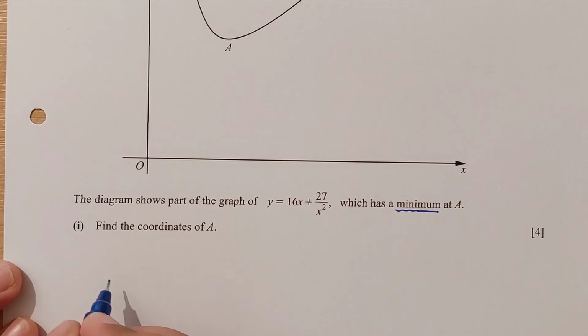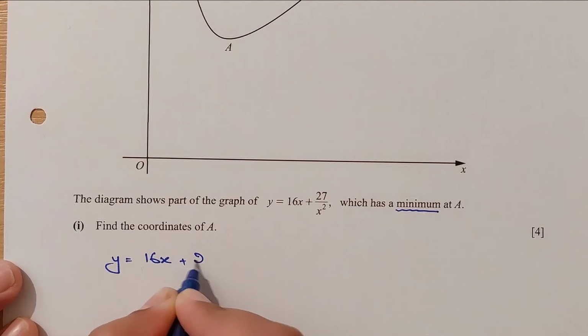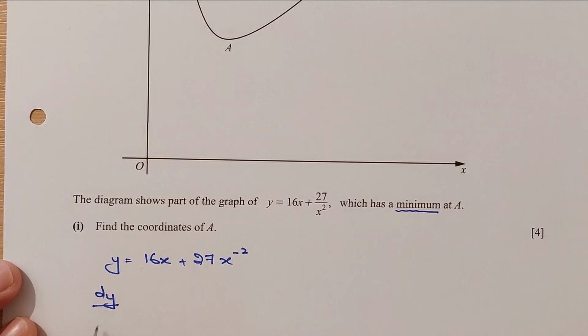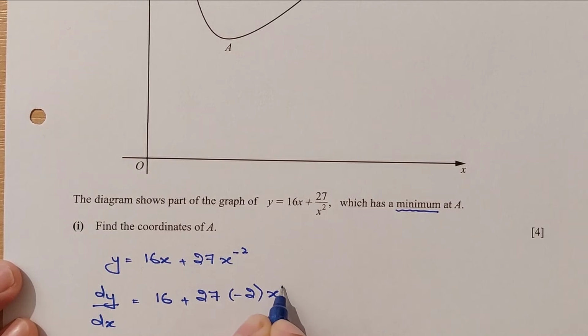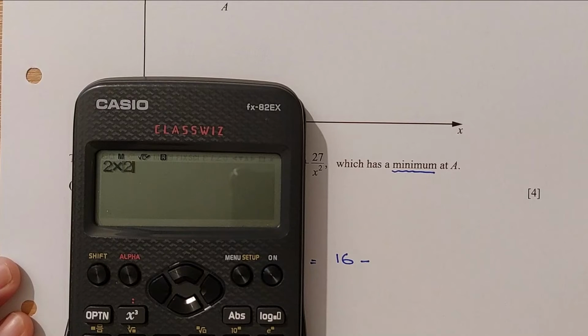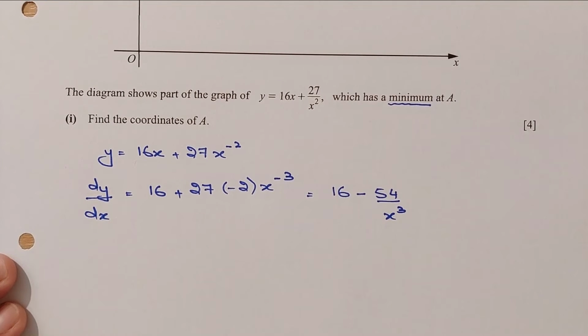Okay, so let me find the gradient first. So y is equal to 16x plus 27 x exponent minus 2. So dy over dx is equal to 16 plus 27 times minus 2 x power minus 3, right? Or we can say this is equal to 16 minus 2 times 27 is 54 over x cubed, right?